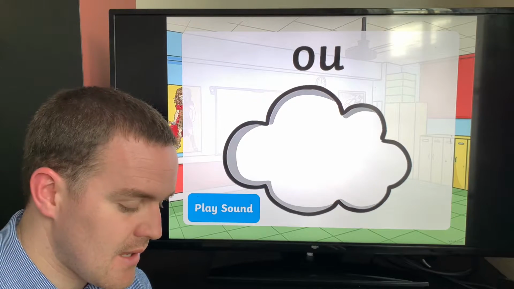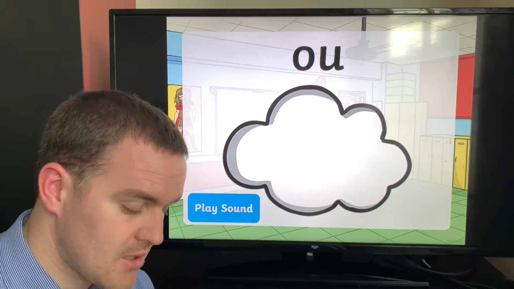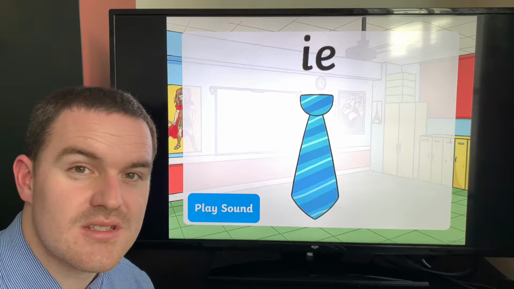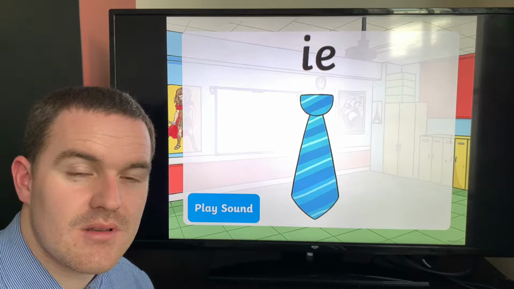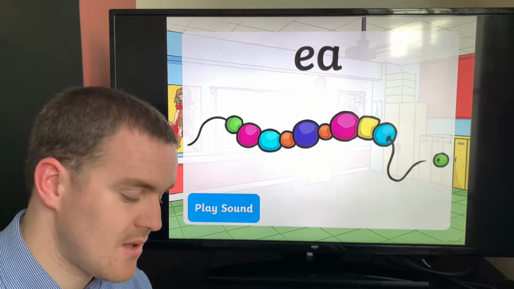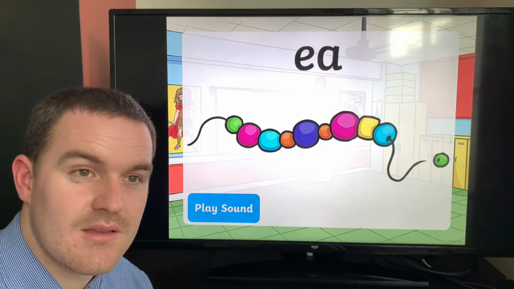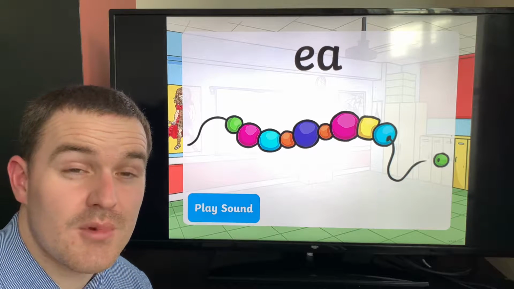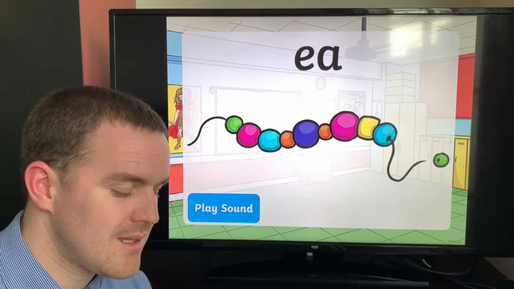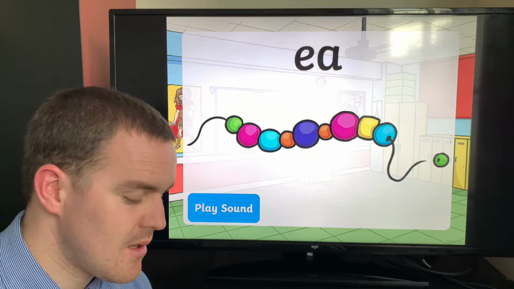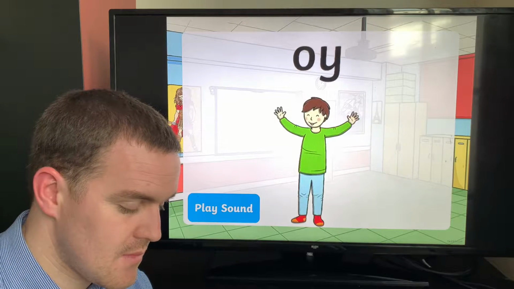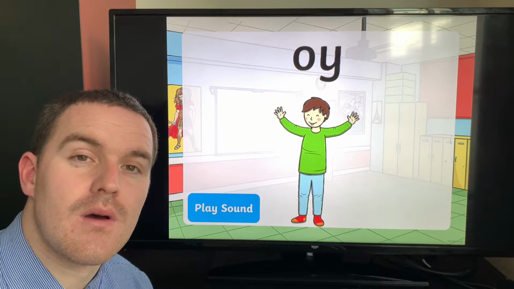Nice easy one. Ow. Well done if you got it. Okay. Still. Next one. I. Well done if you got it. Oh, this is sort of what we're talking about today in phonics. It's a long E sound. There's lots of them, isn't there? E, like in beads. E. Oi.